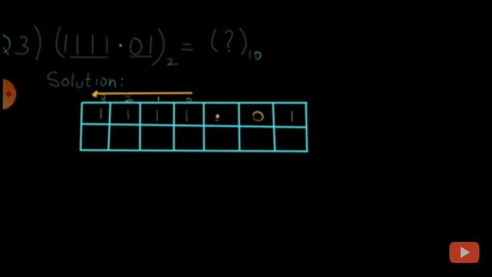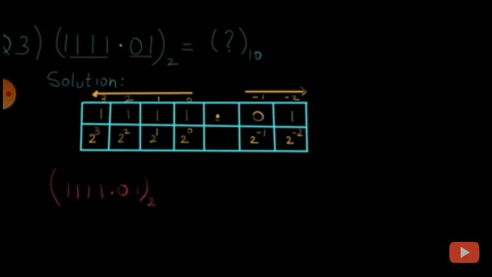So assigning the positional weights, which are powers of 2, we have 2 raised to 0, 2 raised to 1, 2 raised to 2 and 2 raised to 3. For the fractional part, we assign positional weights in this direction, and these are negative positional values starting from -1 and -2. So the positional weights would be 2 raised to -1 and 2 raised to -2, just like we solved in question number 2.